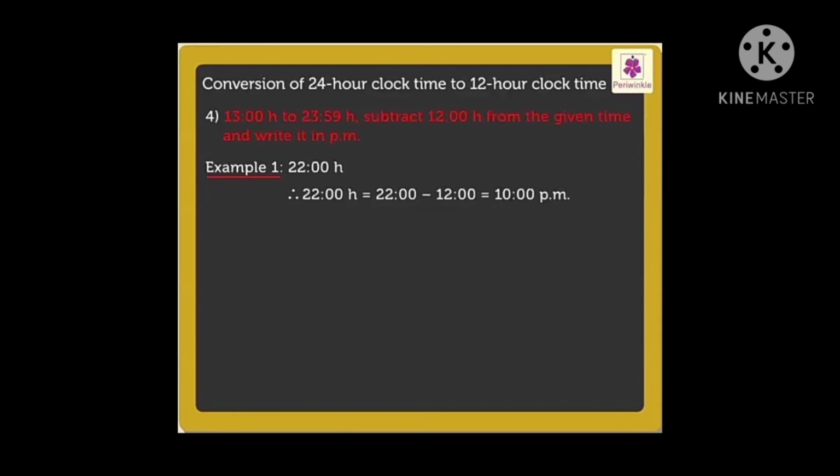4. For the time from 1300 hours to 2359 hours, subtract 1200 hours from the given time and write it in PM. Let's see how. Change the time 2200 hours to the 12-hour clock time. 2200 hours is equal to 22 minus 12, which is equal to 10 PM. 1555 hours is equal to 1555 hours minus 1200 hours is equal to 3:55 PM.